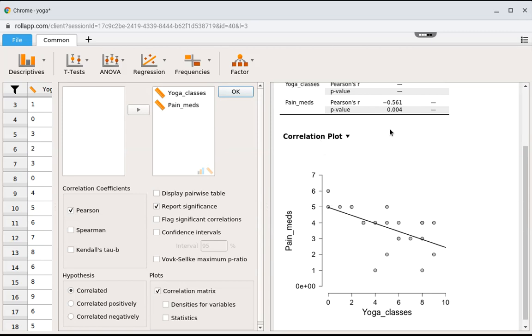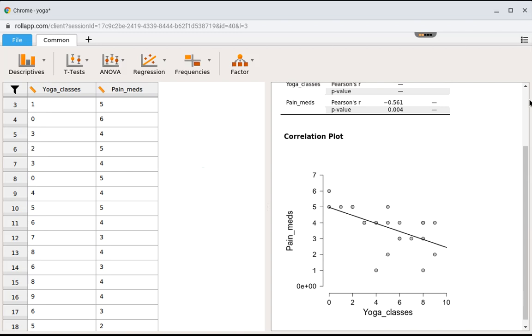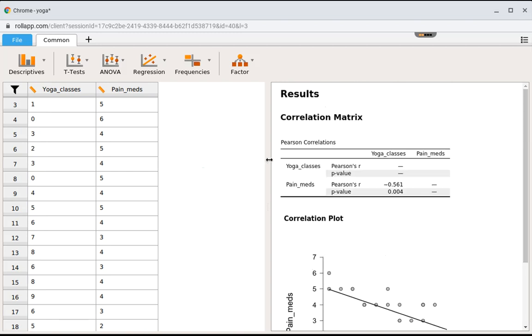But since it's significant, it's worth going through the regression steps. So I'm going to click OK. And now let's run the regression so we can create the equation of the line, so we can use that for predicting future people.